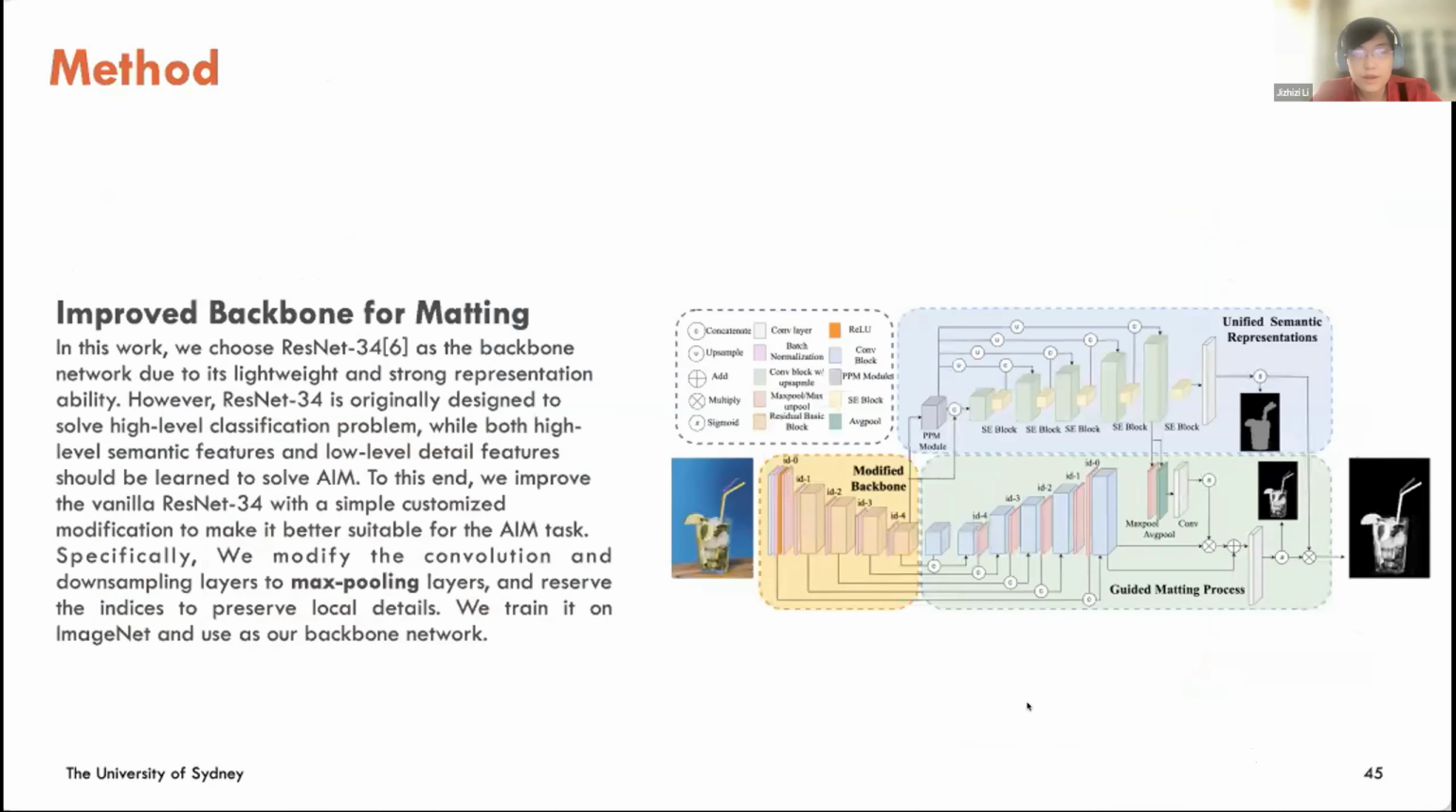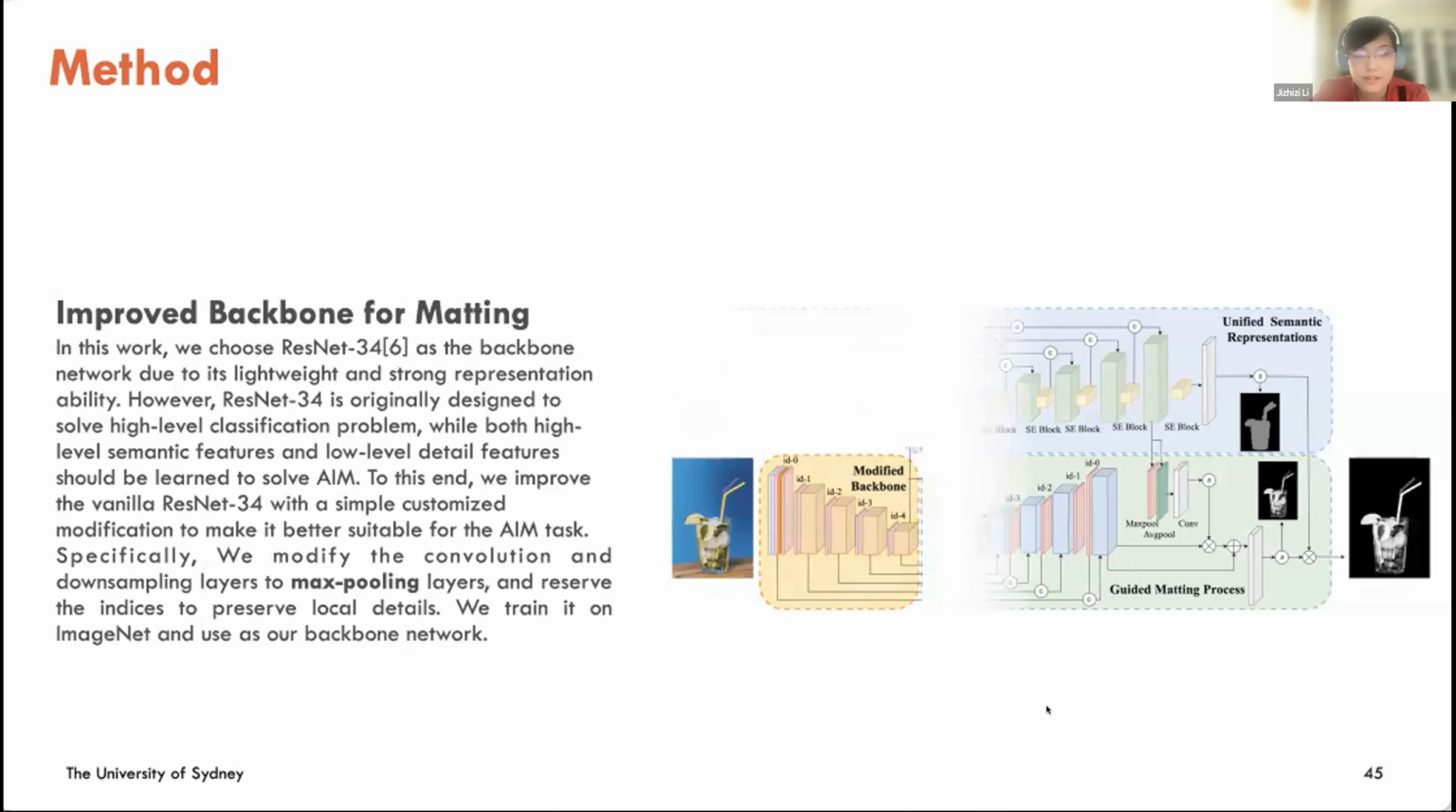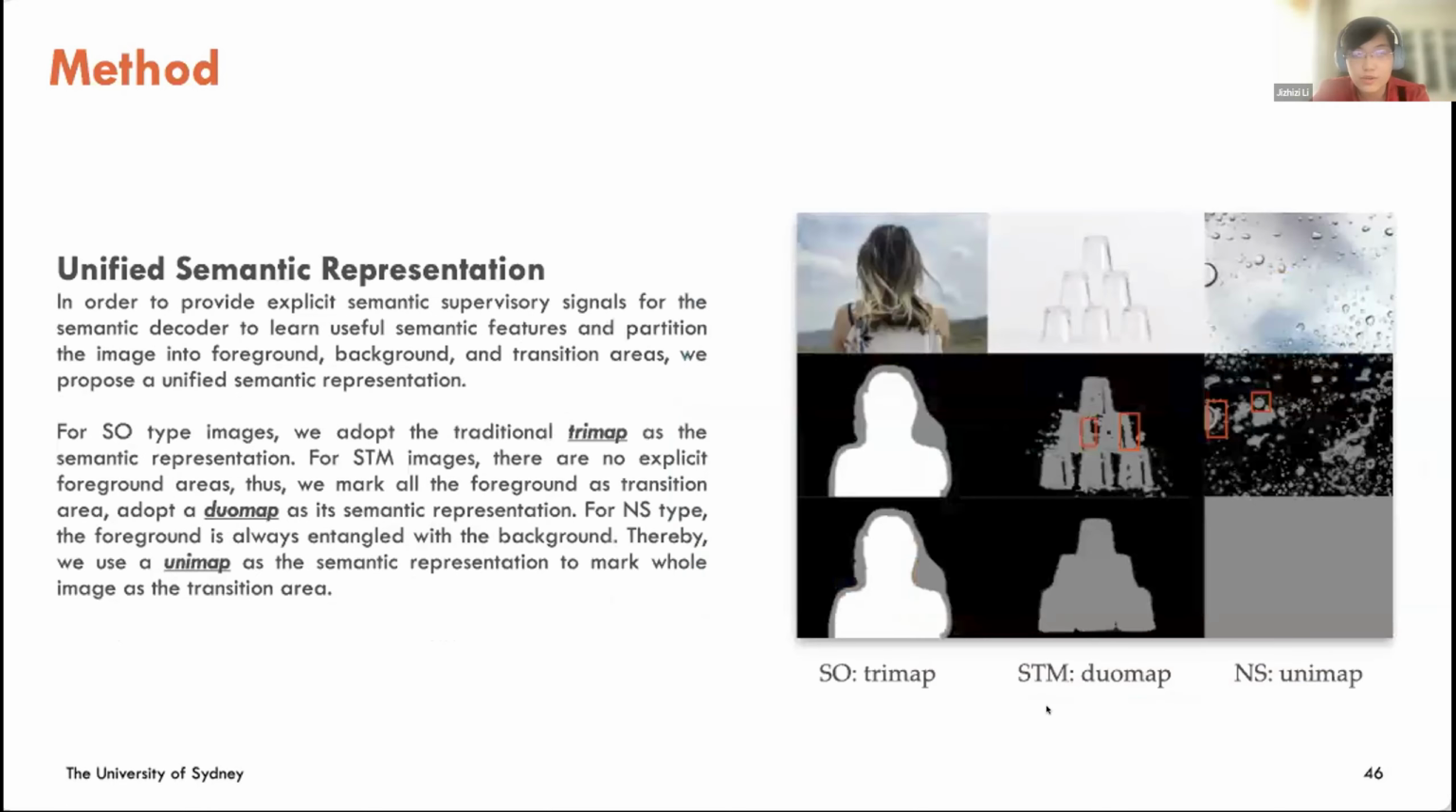And to deal with this problem, first we improve the backbone. For the previous work we used ResNet-34 due to its lightweight and strong representation ability, but the problem is ResNet-34 was originally designed to solve high-level classification problems, whereas both high-level and low-level information are used in mapping problems. So we use the vanilla ResNet-34, but we also use a simple customized modification for this task to try to capture all the details.